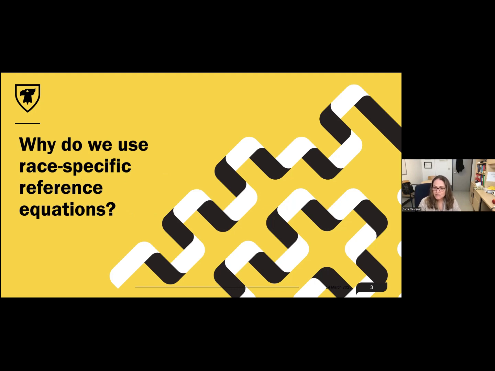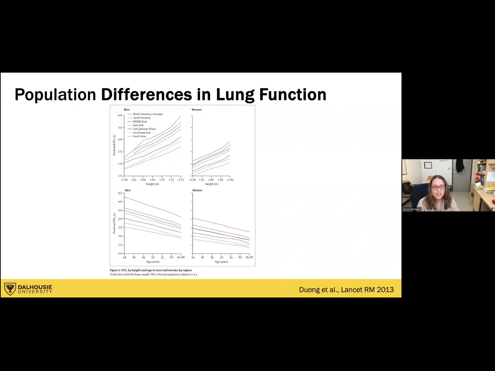So let's start with some history. Why do we use race-specific reference equations in pulmonary function? And what's the history behind why we perceived or why we thought that this was the right thing to do? So it is unquestionable that when we measure lung function in populations around the world, so people living in different geographies, people of different racial and ethnic backgrounds, genetic backgrounds, environmental backgrounds, we measure differences in lung function.